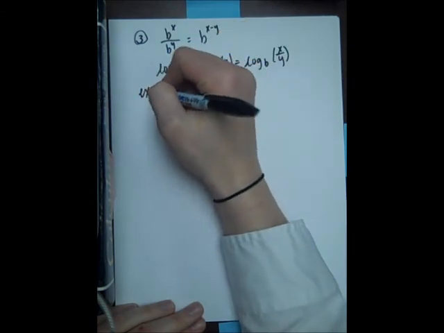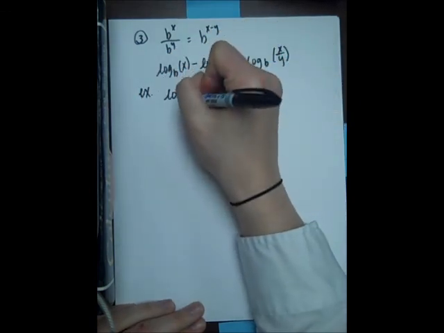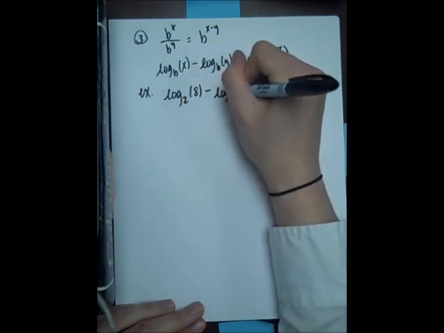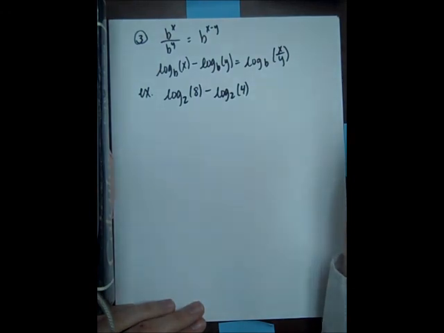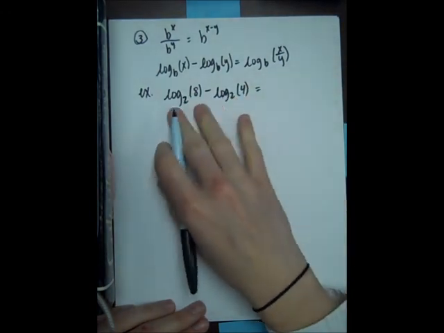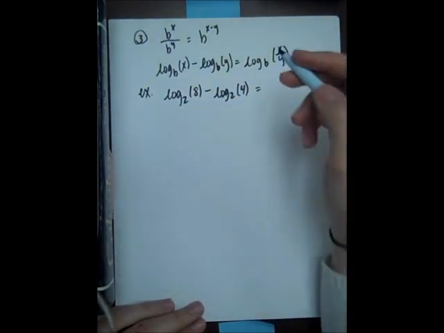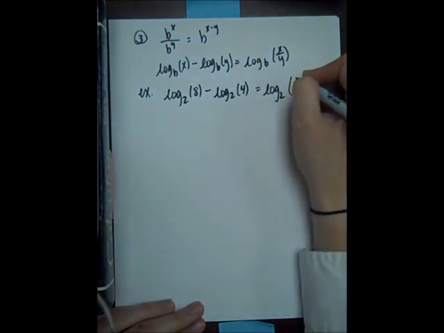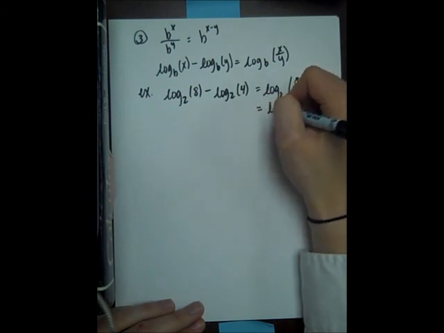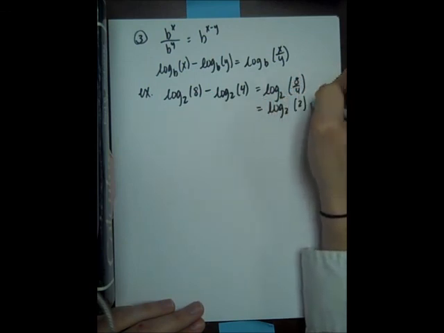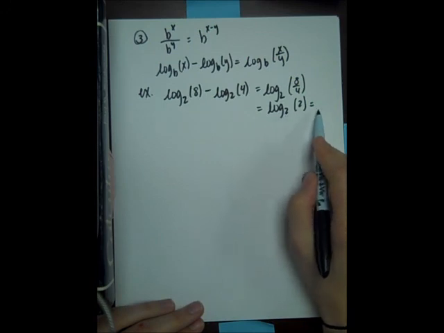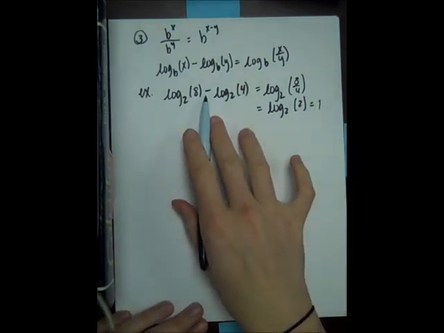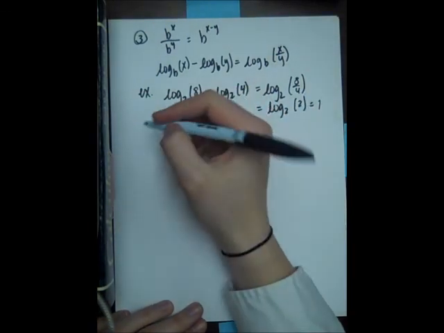So for example, can we write this as a number? How about log base 2 of 8 minus log base 2 of 4? Well, they have the same base, so I can combine them. And of course, you could just write these as numbers, but I want you to see how you can combine these. This will be log base 2 of 8 divided by 4, which is log base 2 of 2. So this says, what power do I raise 2 to get 2? So that would be 1. So if you're subtracting on the outside, you can divide on the inside.